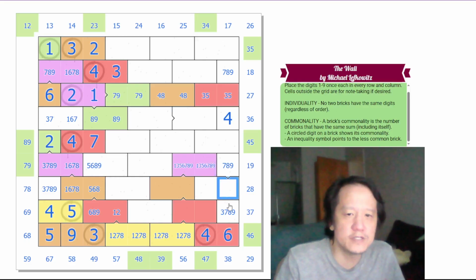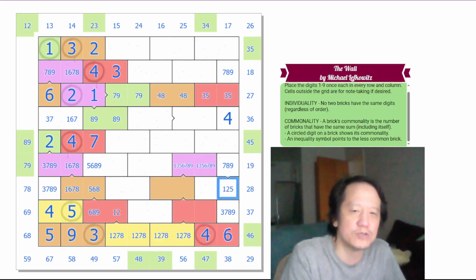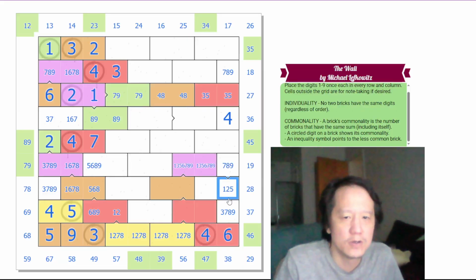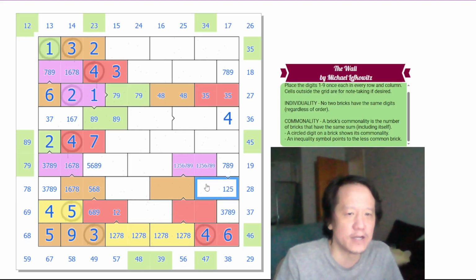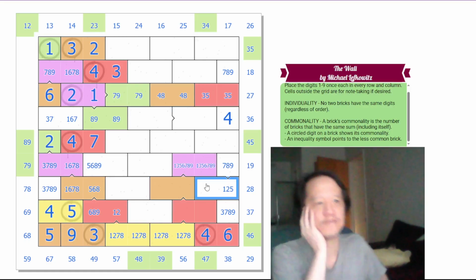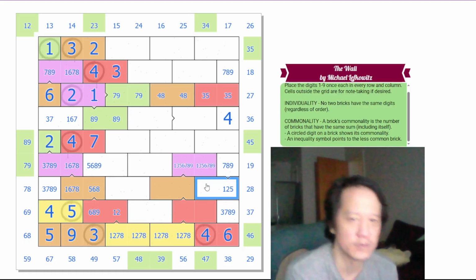Okay, so this digit will see all the remaining single digit bricks. So it cannot be 3, 7, 8, 9. It cannot be 4 or 6. This must be 1, 2, or 5 here. Right? So no 3, 7, 8, 9. No 4 or 6. So that's 1, 2, or 5. And it's less than 7, 8, or 9. But that still could be a 4 commonality one. So we don't know about that.